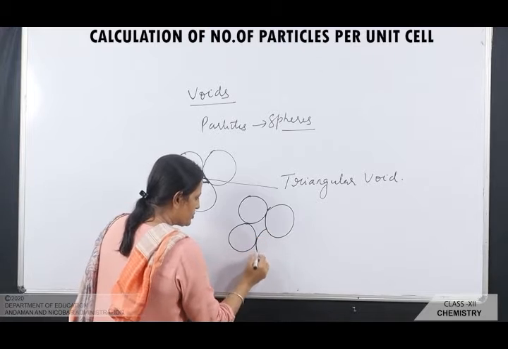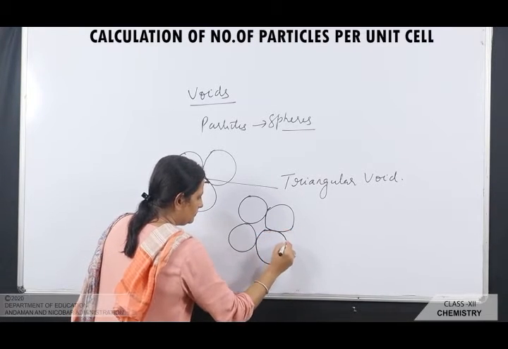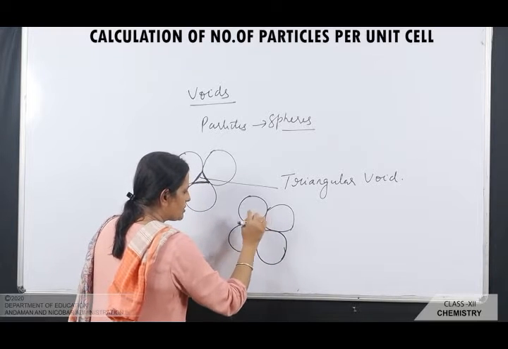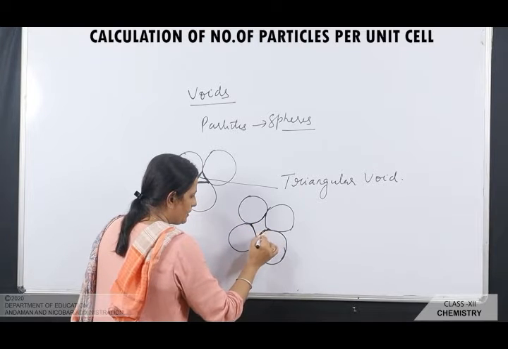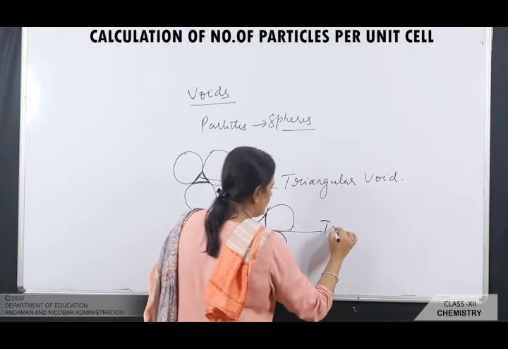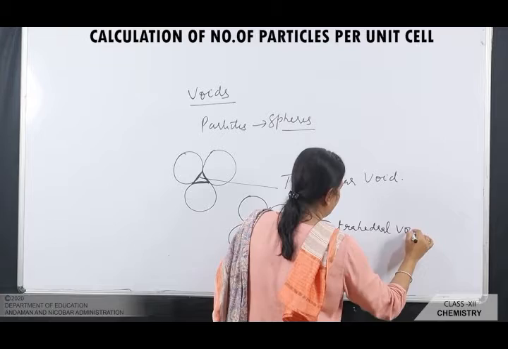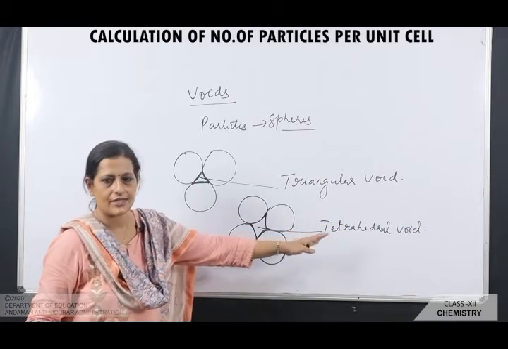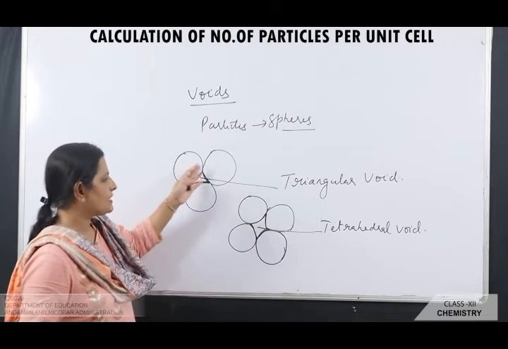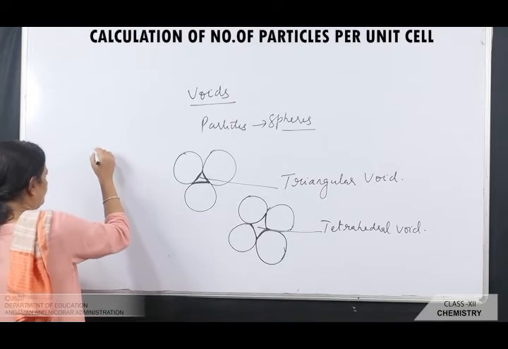Next here, see. Perfect diagrams I'm not able to make. Here how many spheres are touching? 4 spheres. The space formed by 4 touching spheres has got the shape of a tetrahedron. So this is known as tetrahedral void. The void formed by 4 touching spheres is known as what? Tetrahedral void. And the void formed by 3 touching spheres is known as what? Triangular void.